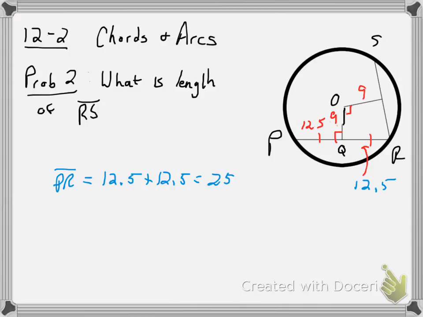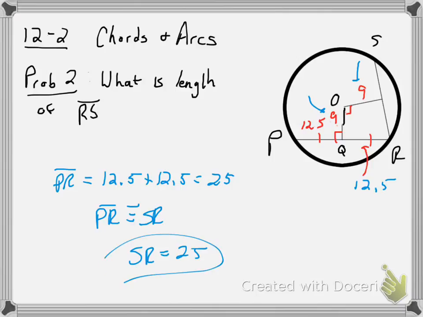Now, if PR is 25, see how this is 9 and this is 9? PR and SR are equidistant from our center. So since that is the case, PR is equal to SR. And that means SR is going to equal 25 as well.